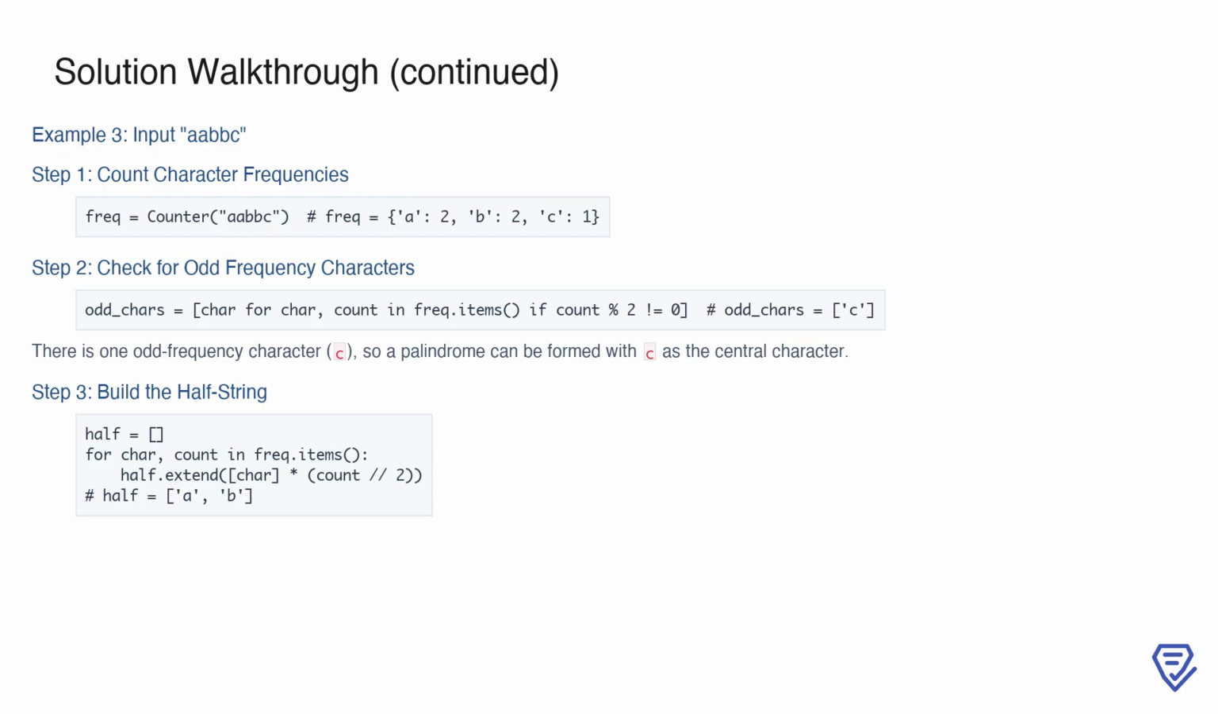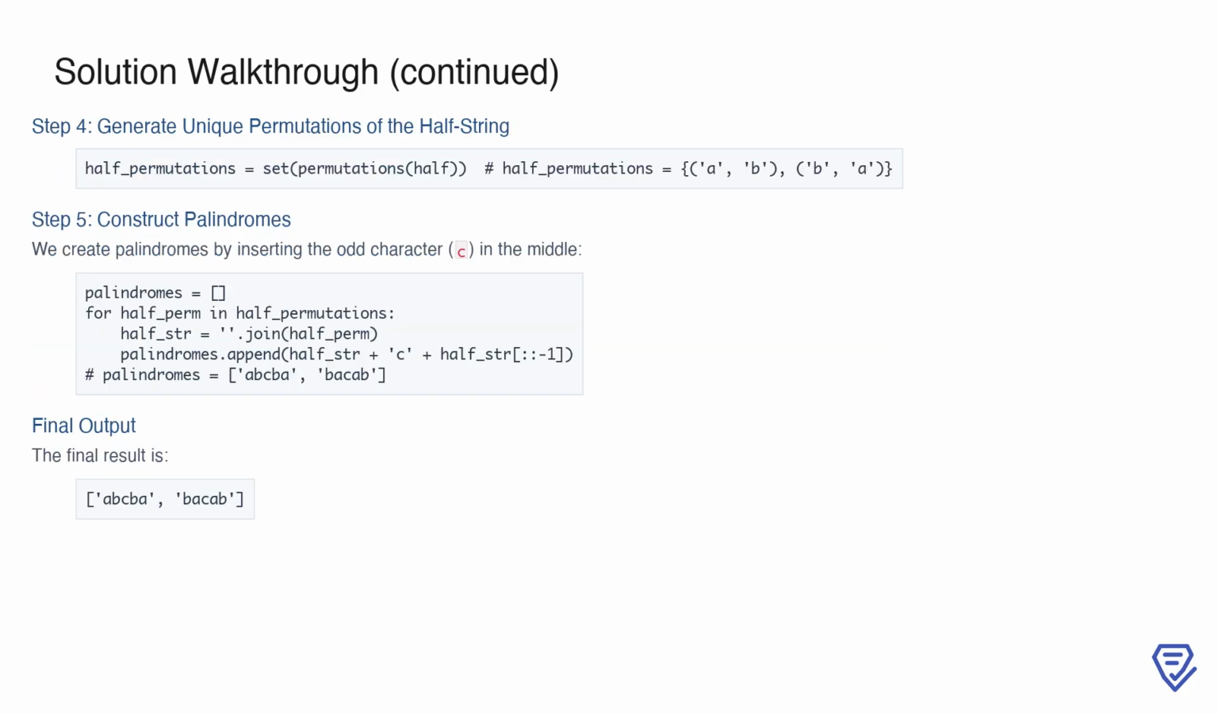After identifying the odd character, we move on to building the half string. For each character with an even frequency, we take half of its count and add it to the half string. This results in the half string, a, b, which will be used to generate permutations. Once we have the half string, a, b, the next step is to generate its unique permutations. Using permutations and set, we find the unique permutations, a, b, and b, a.